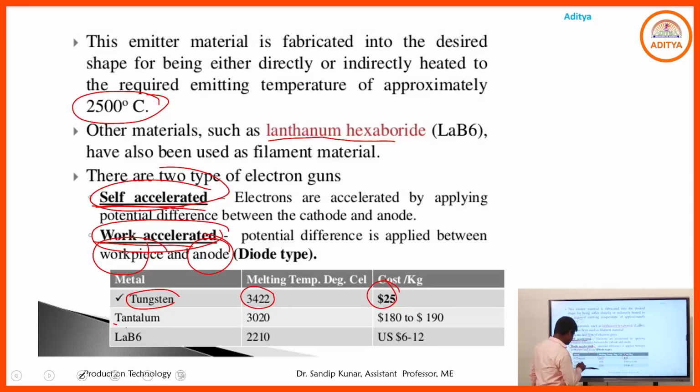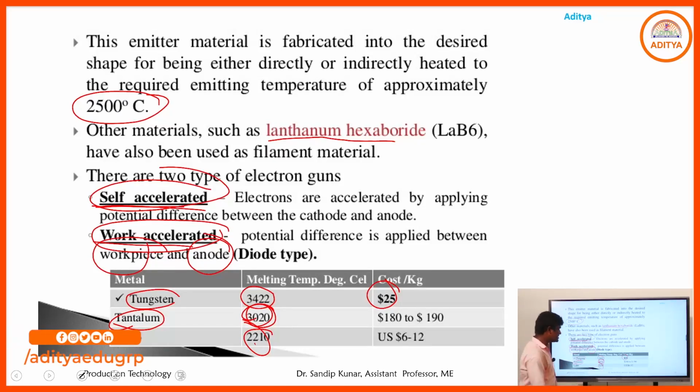In the case of tantalum, the melting temperature is 3020 degrees centigrade, and the cost is near about 180 to 190 dollars per kg. Heating that particular material takes a long time, because its melting temperature is very high. LaB6 has a melting temperature of 2210 degrees centigrade and a cost of near about 6 to 12 US dollars, so in that case the cost is very low with respect to the other materials.